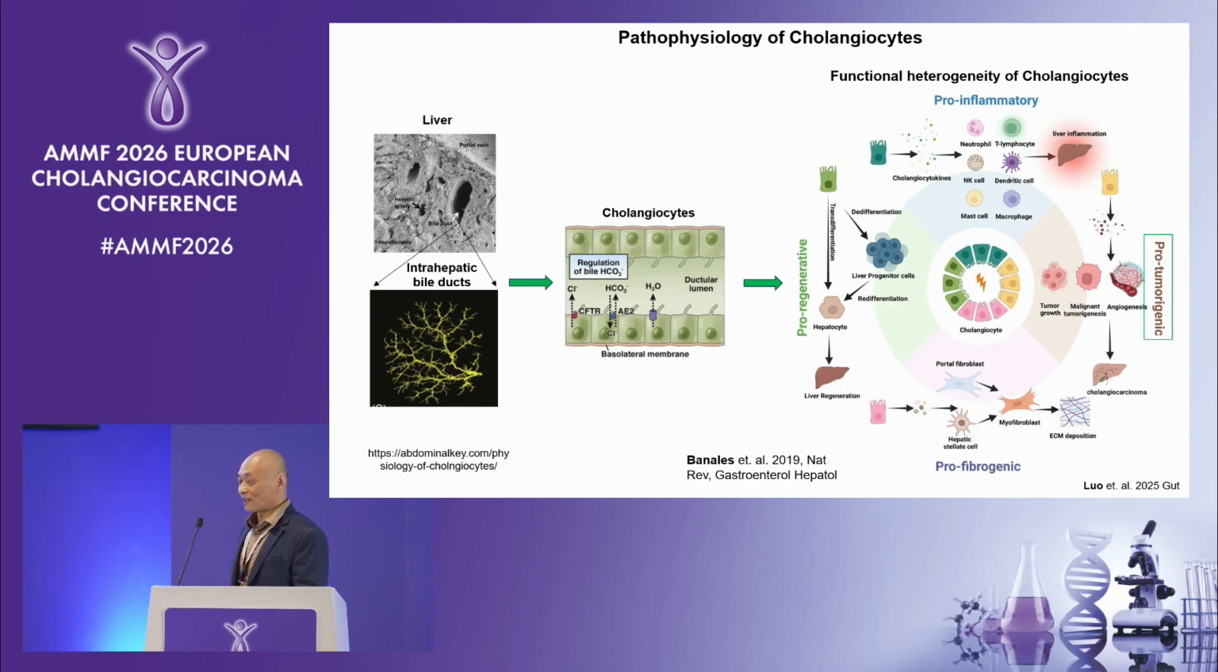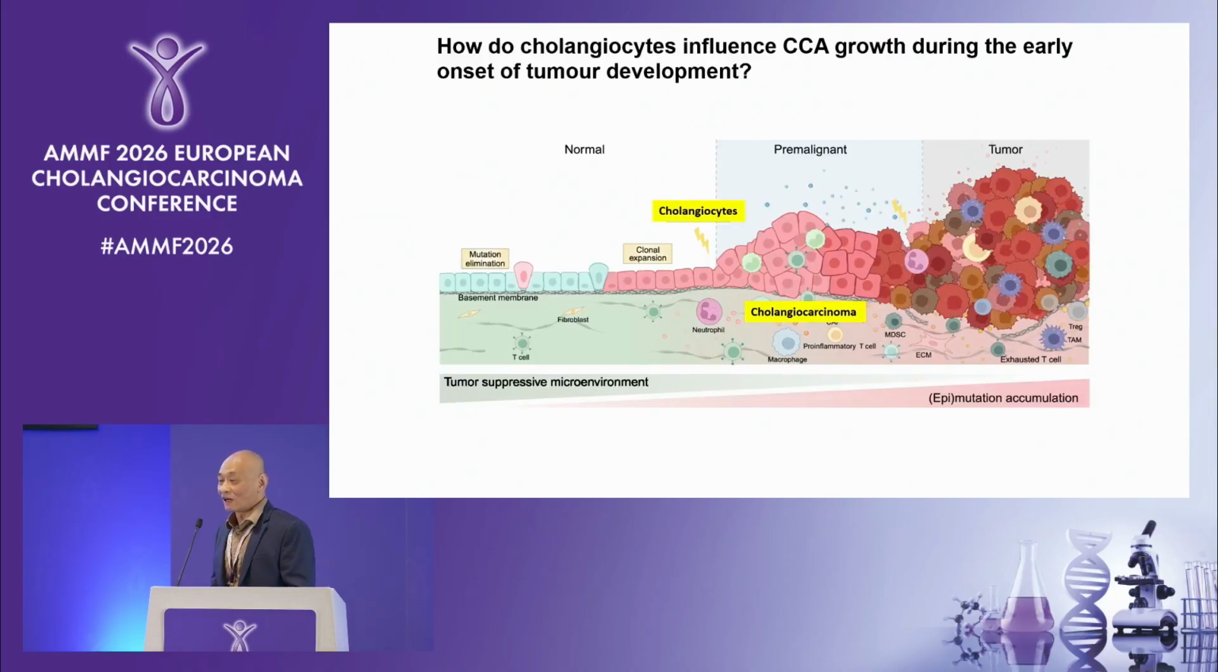Cholangiocytes are functionally heterogeneous, as well reviewed by Professor Banalis in 2019 and more recently by others. Overall, in healthy livers, cholangiocytes are generally quite quiescent. But in response to injury or stress, they become active and participate in liver repair. In chronic disease states, they could act in pro-inflammatory, pro-fibrogenic, and even pro-tumorigenic functions. However, the role of cholangiocytes in the regulation of cholangiocarcinoma growth is not well defined.